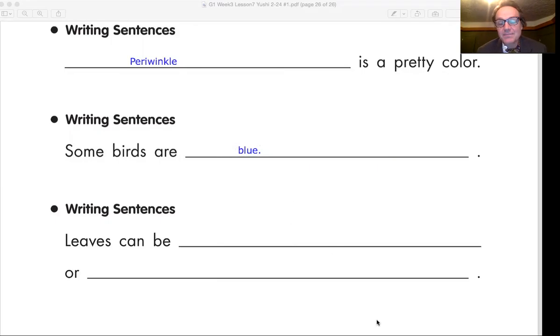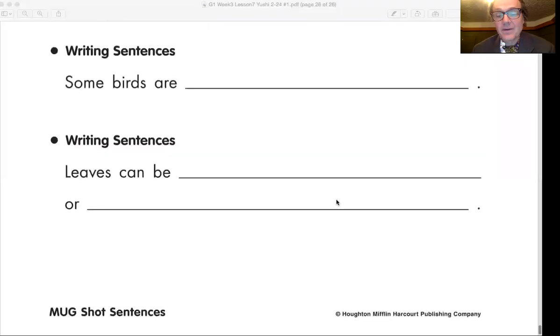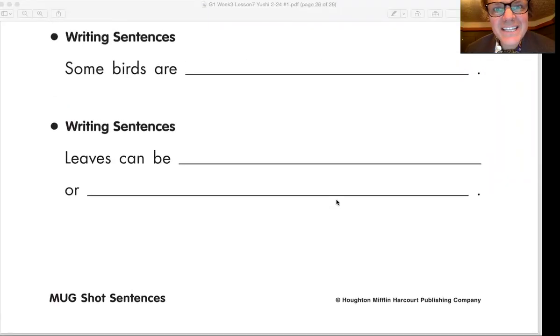And then finally, last but not least, leaves can be, now these are colors, leaves and trees. In Minnesota, we have so many amazing leaf colors. So leaves can be green, or leaves can be orange. Yeah, in the fall. In the autumn, they can be orange. So those are different colors. These are all beautiful colors that we just talked about. How cool. I like colors.